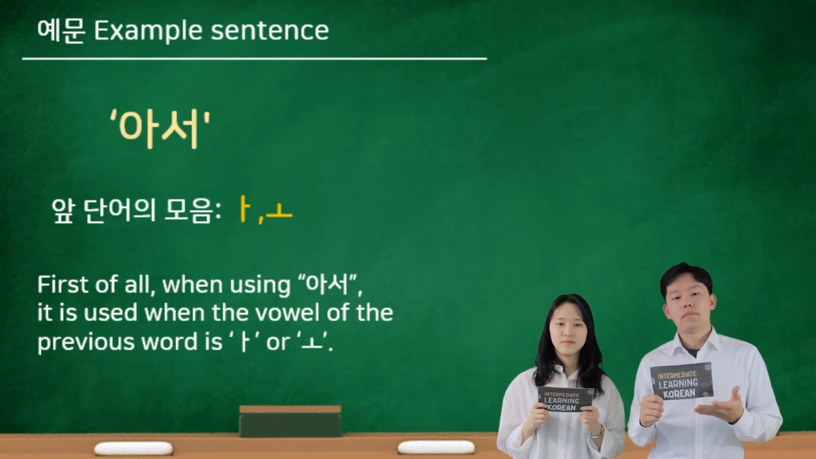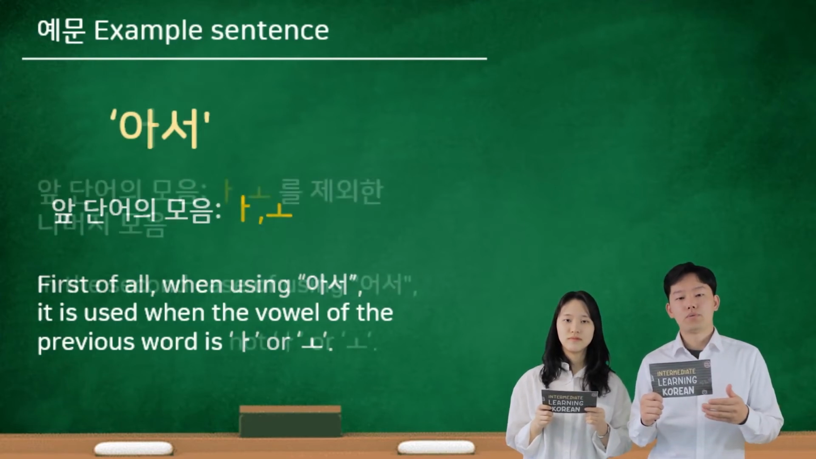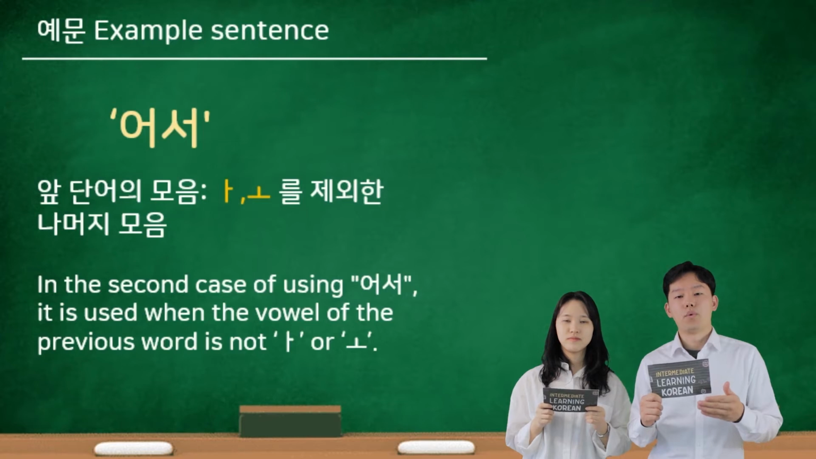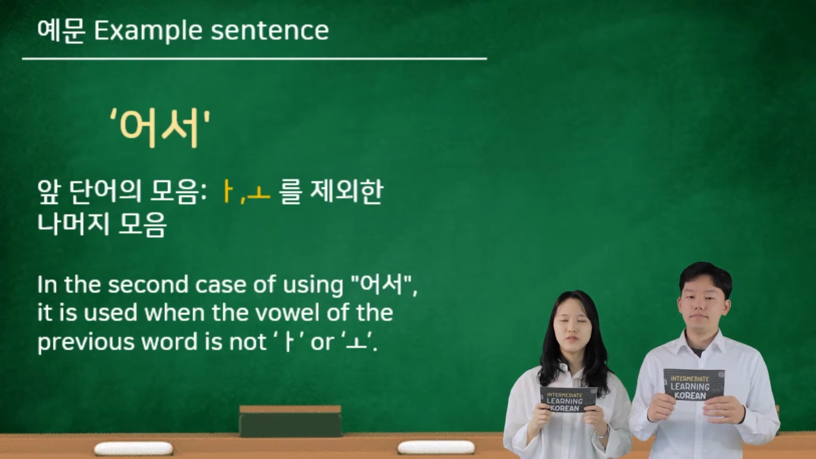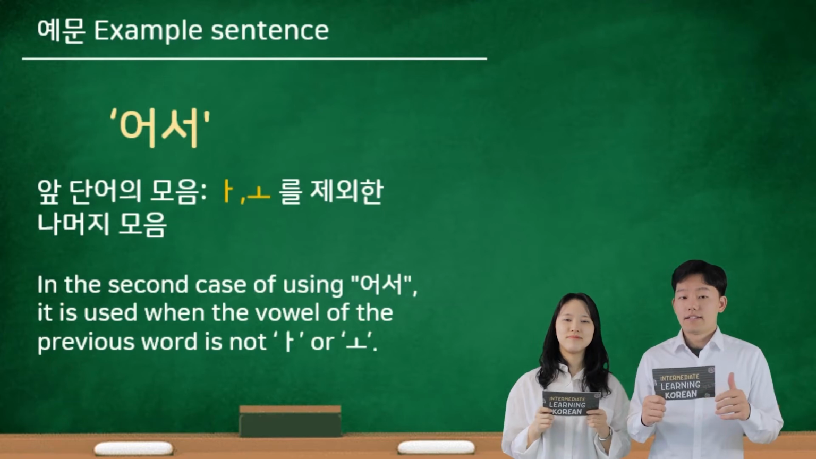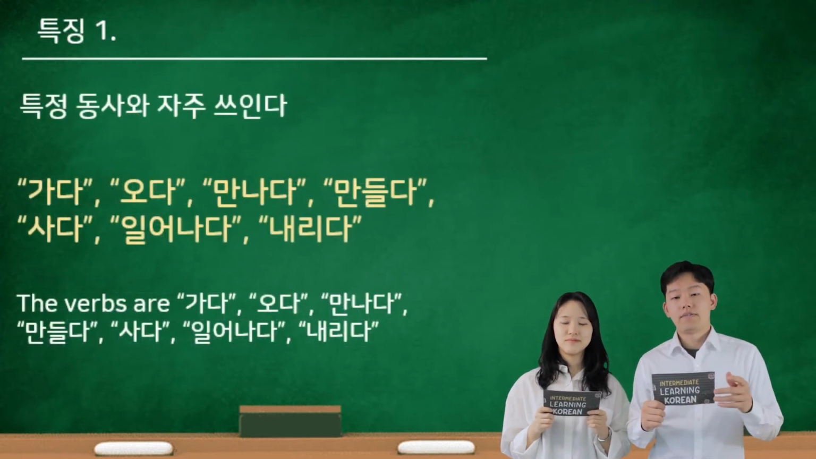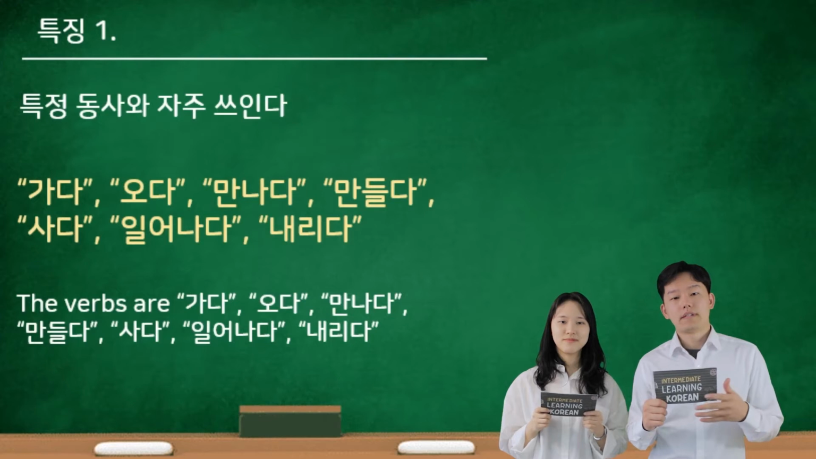The second feature is that the subject of the front sentence and the subject of the back sentence must be the same. For example, there are two sentences: 나는 학교에 가요 and 나는 공부했어요. When the subject is the same, the two sentences are combined and the subject of the back sentence is removed. Then it becomes a sentence: 나는 학교에 가서 공부했어요.